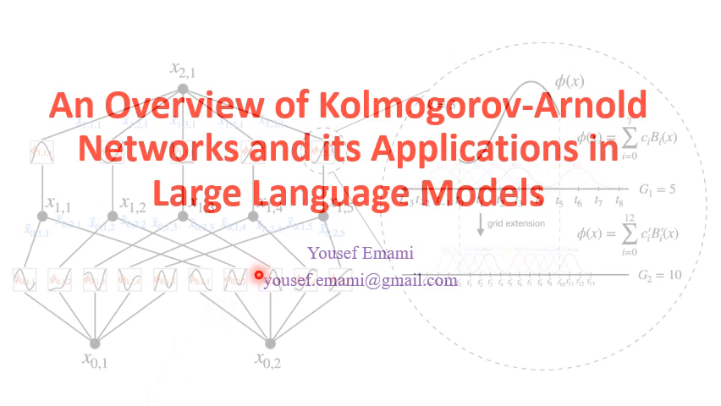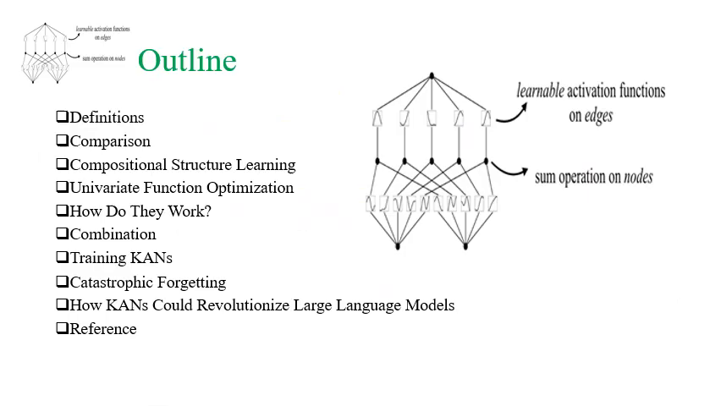Hello friends, my name is Yusuf and I'm going to present on Kolmogorov-Arnold Network and its application in large language models. Okay, here you see the list of the outline. We start with definition, comparison, compositional structure learning, univariate function optimization, how do they work, and continue with combination, training, catastrophic forgetting, how KAN could revolutionize large language models, and reference.